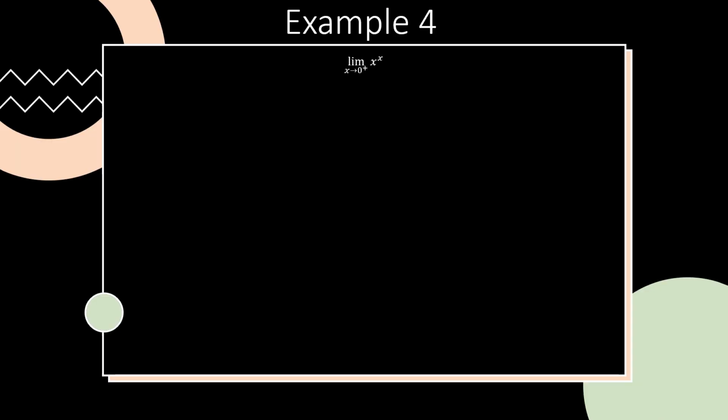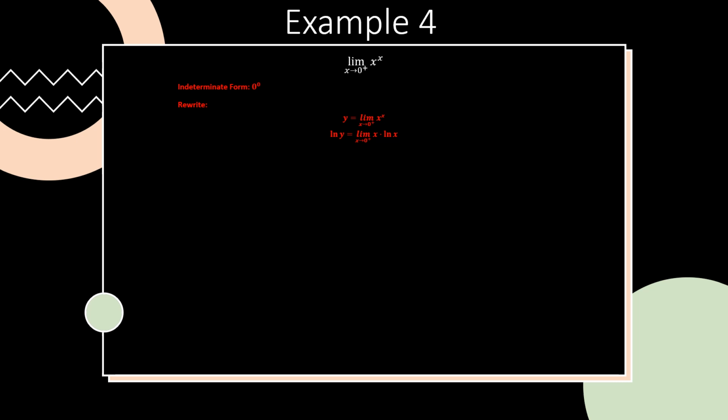Example 4, we have the limit as x approaches 0 from the right of x to the x. I have an indeterminate form of 0 to the 0, so I have to use L'Hopital's rule. But not only do I have to use L'Hopital's rule, I'm going to have to rewrite this using log rules to drop that exponent down. So when I rewrite this, I'm going to start by saying my original equation is simply y equals the limit as x approaches 0 from the right of x to the x. And then I'm going to take the ln of both sides so that I can drop down that exponent.